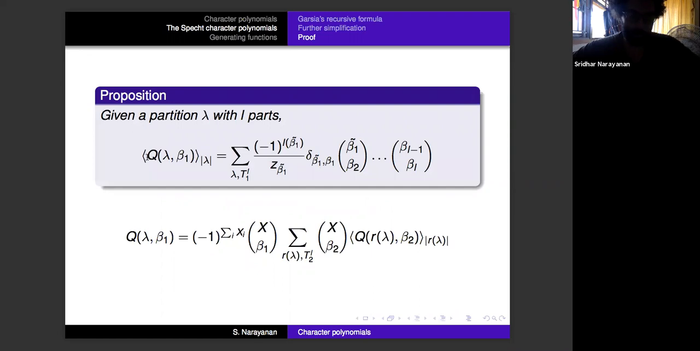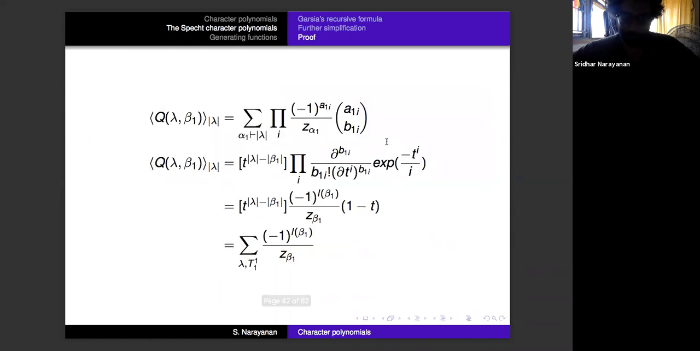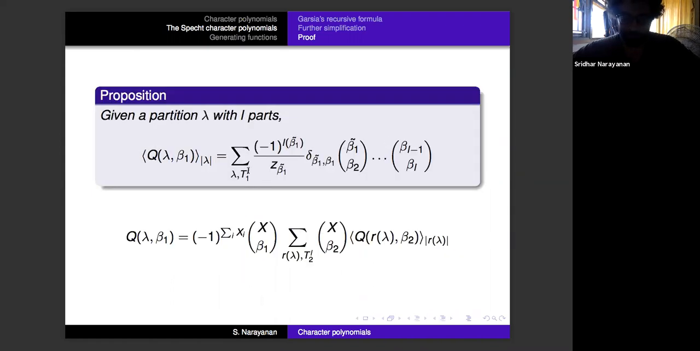What it is saying is that if you have a partition with n parts and then you evaluate its moment at mod of lambda, then it's this expression on the right. The example that we just dealt with is the base case for the induction argument that we are going to present, because we dealt with when lambda has a single row. And it obviously worked here because it was just T1,1, because L was 1.